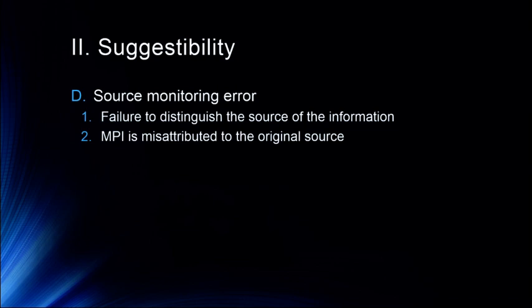So these are source monitoring errors because they are a failure to distinguish the source of the original information. That is, they misidentify the source as being part of the original memory rather than part of that misleading post-event information. It's attributed to the original source rather than that post-event suggestion.